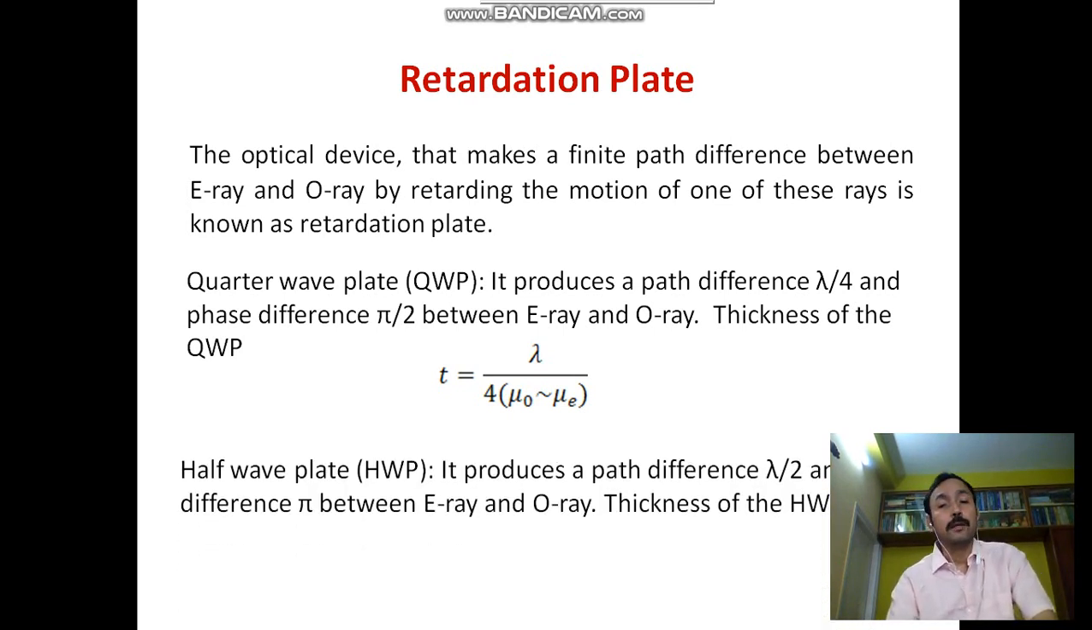Another one is the half wave plate. It produces a path difference between the ordinary and extraordinary ray of lambda by 2 and a phase difference of pi. Its thickness can be calculated as t equal to lambda by 2 into the difference of mu O and mu E. Why is this a difference? Basically, for negative crystals or positive crystals, depending upon negative crystal or positive crystal, sometimes mu O is greater, sometimes mu E is greater. That's why we have taken the difference.